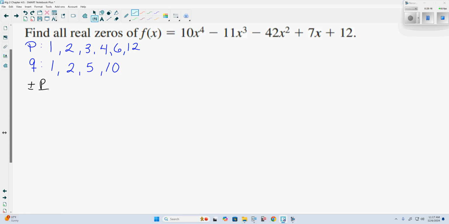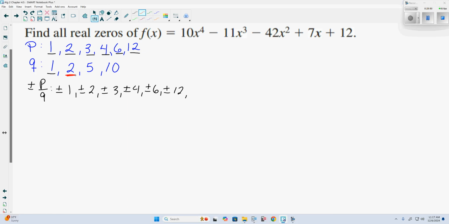Plus or minus P over Q. So we'd start off with dividing all the values of P by 1. We're really just relisting all the factors of P with the plus or minus. So we just divide 1, 2, 3, 4, 6, 12 by 1, which just gives us plus or minus 1, plus or minus 2, plus or minus 3, plus or minus 4, plus or minus 6, and plus or minus 12.